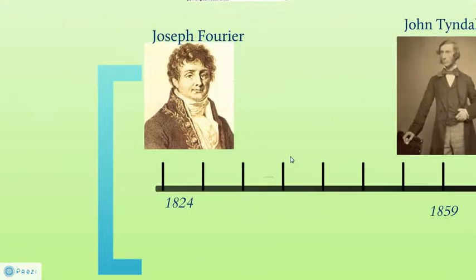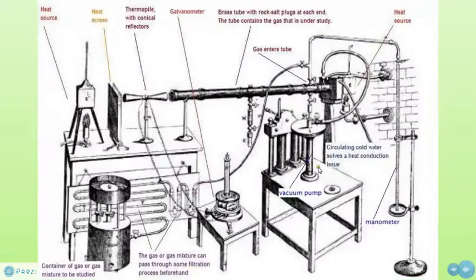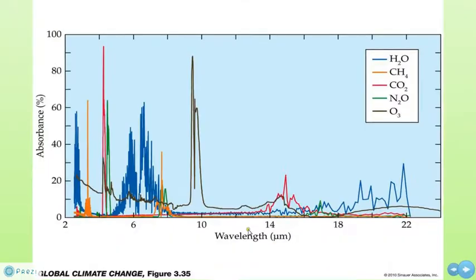And then in 1859, John Tyndall discovered that he was right. John Tyndall was the first person to look at the properties of various gases and how they interacted with different wavelengths of radiation. And what he found, using advanced technology for the day, is that different gases absorb and emit radiation at different wavelengths.